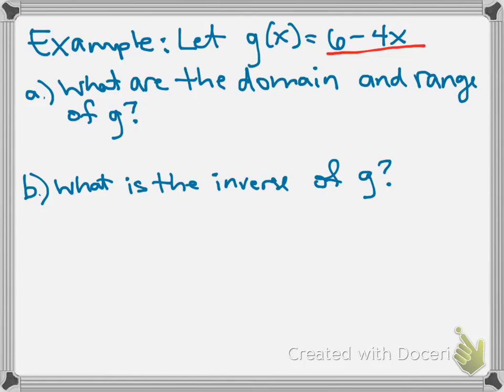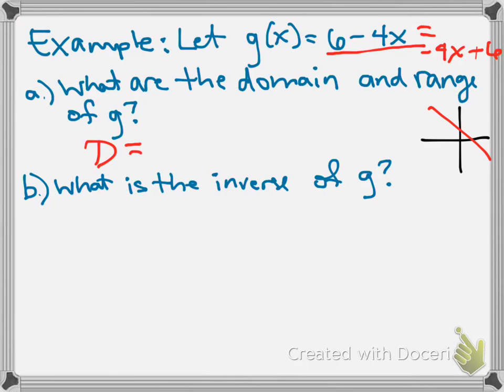Hopefully you notice that we just have x to the first power here, and x only shows up once, so this means we have a linear function. If you needed to, you could rewrite it as negative 4x plus 6. So this means we just have a line in slope-intercept form. It has a negative slope and a positive y-intercept. So its graph would look something like that.